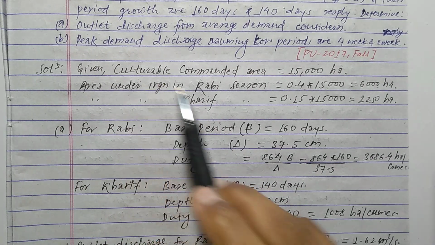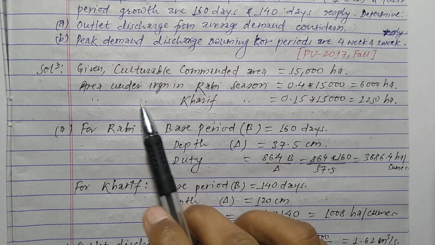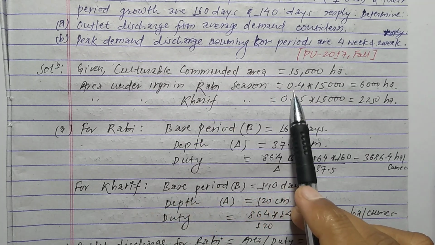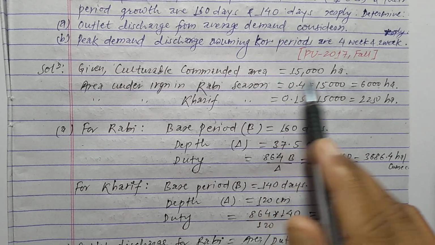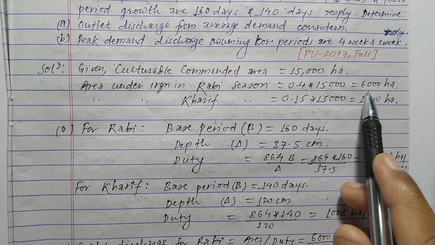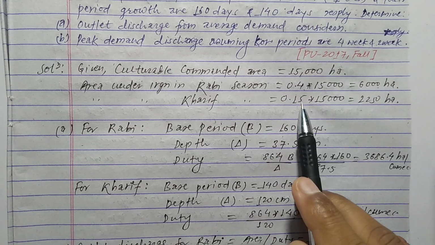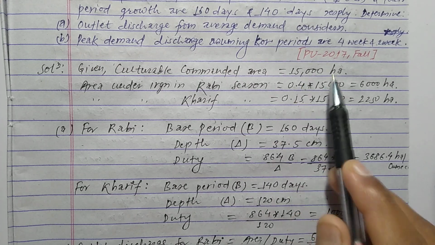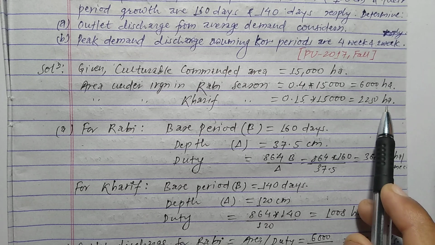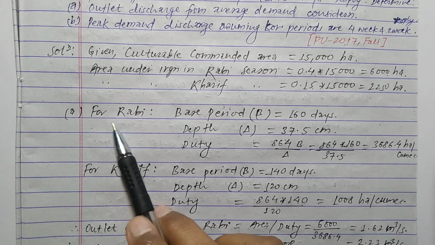We are given the cultivable command area as 15,000 hectare. Area under irrigation in Rabi season is 40%, meaning 0.4 into this total area 15,000, then it becomes 6,000 hectare. And for Kharif, 15% means 0.15 of this total area, and it becomes 2250 hectare.